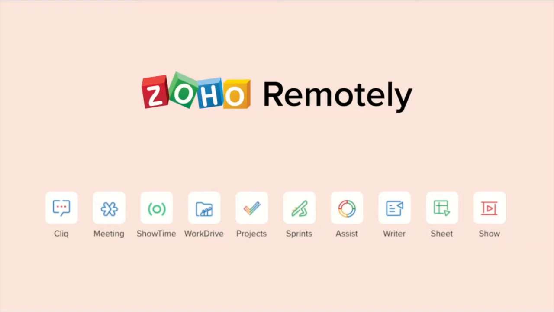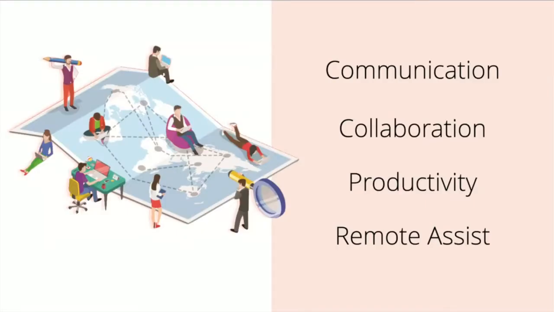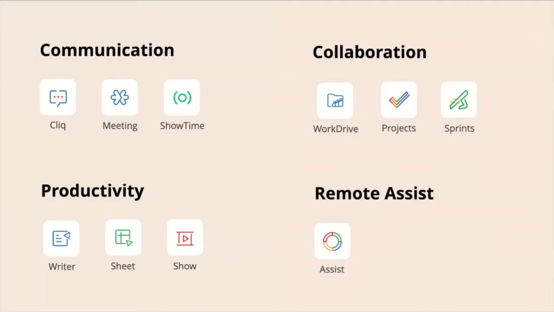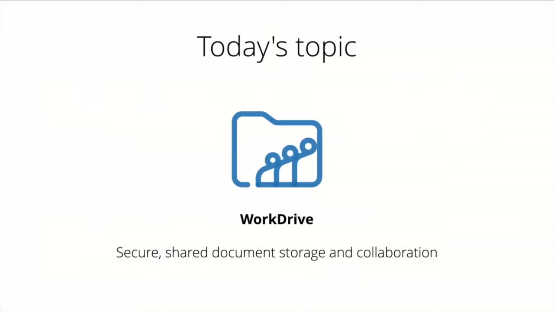So these are the 10 applications included in Zoho Remotely, and they can be broken down into 4 different categories. So we have communication, collaboration, productivity, and remote assistance. And within those categories, we have Click, Meeting, and Showtime under communication, Work Drive, Projects and Sprints under Collaboration, Writer, Sheet and Show under Productivity, and Assist under Remote Assistance. And today we're going to be talking about Work Drive. So Work Drive is our secure shared document storage and collaboration tool.